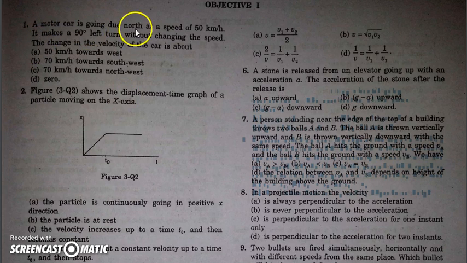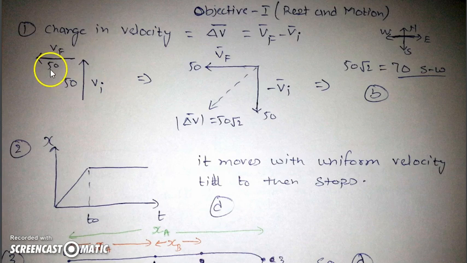A motor car is going north with a speed of 50 kmph. It makes a 90 degree turn towards left without changing its speed. You have to find the change in velocity of the car. Some people think 0, but the answer will not be 0 because it is changing its direction, so velocity must change. You have to do it vectorially.